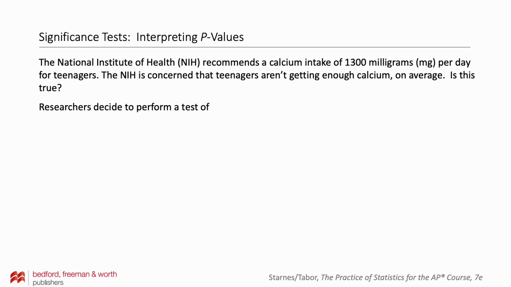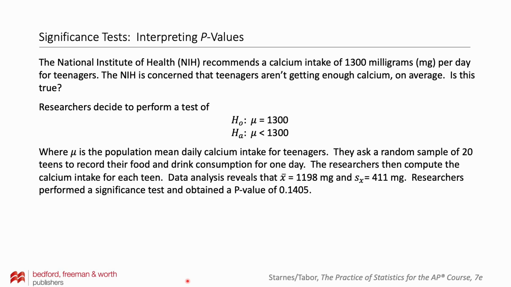Is this true? So researchers decide to perform a test, and notice that they state their hypothesis before they do any research. So they say that the mean is equal to 1,300, which is our null hypothesis. And our alternative hypothesis is mu is less than 1,300. So this is one-sided, where mu is the population mean daily calcium intake for teenagers. So they do need to tell me what that mu represents.